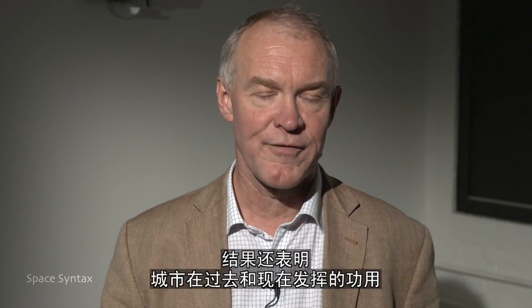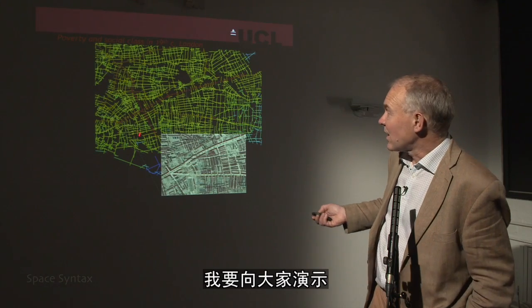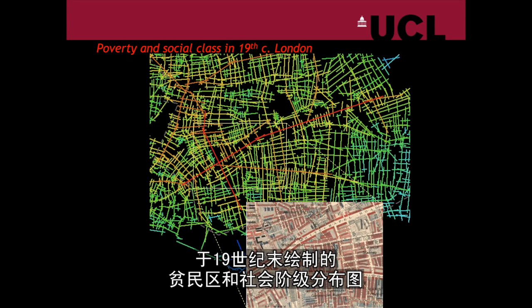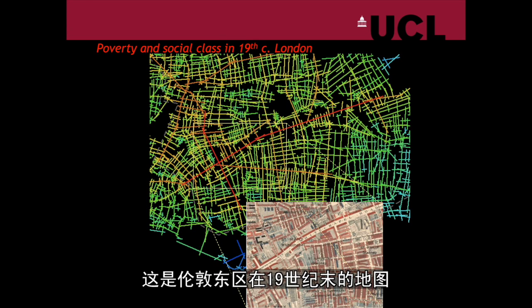It turns out that many other factors in the way that cities function and have functioned over history are also predictable from patterns of space. In this case, I'm showing you the map of poverty and social class constructed by Dr. Charles Booth in the late 19th century. And this is a map of the East End of London in the late 19th century.